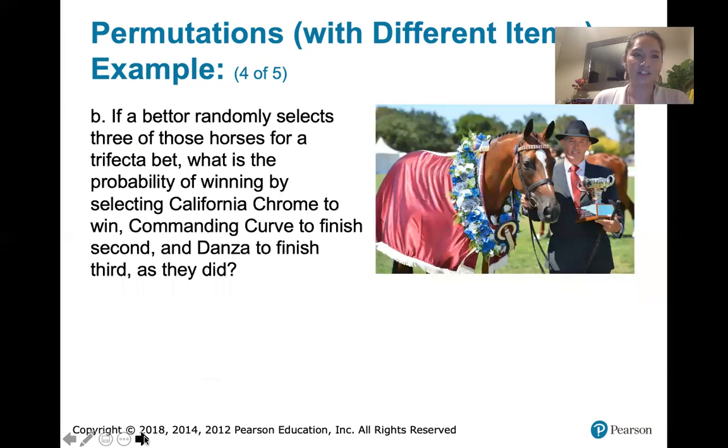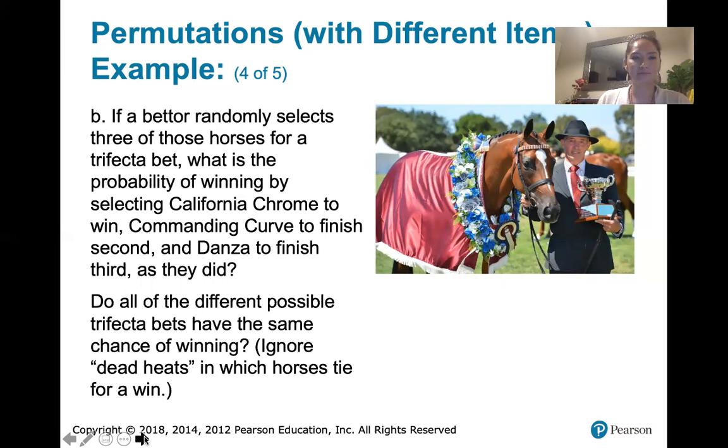Now, part B of this question says, if a bettor randomly selects 3 of those horses for the trifecta bet, what's the probability of winning by selecting California Chrome to win, Commanding Curve to finish second, and Danza to finish third, as they did? Well, it looks like there's only one way to choose Chrome to win, Commanding Curve to finish second, and Danza to finish third, and we're asking for a probability of winning.